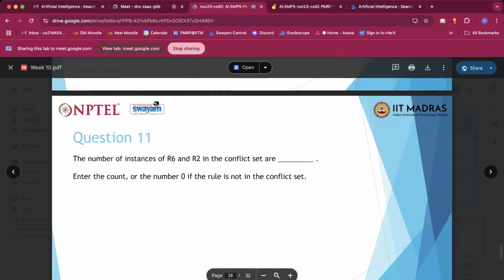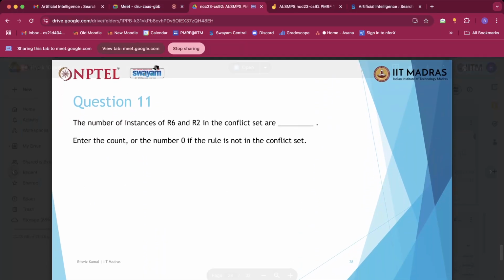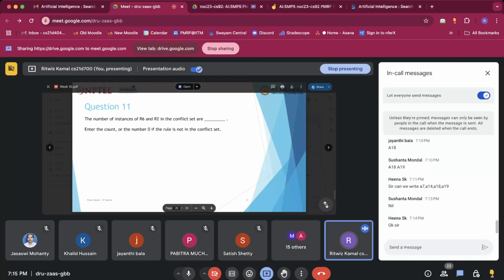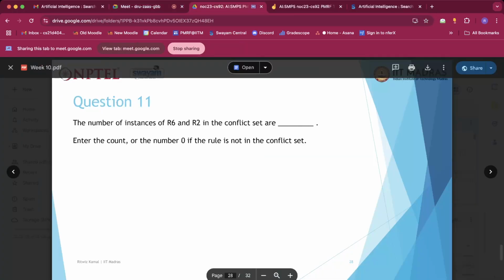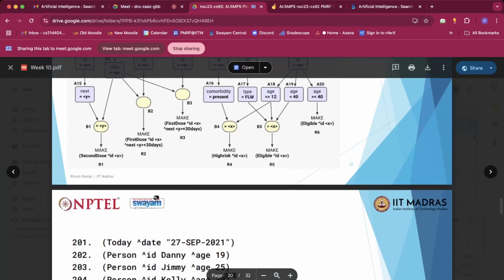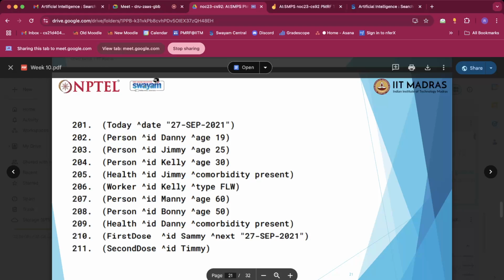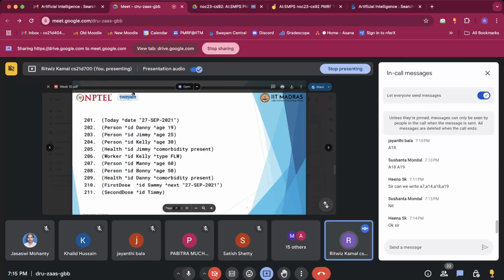Okay. So moving on to the 11th question. This tells us the number of instances of R6 and R2 in the conflict set, which of them? Like we made a conflict set in the previous example, here also we have to make a conflict set, but here you would have a lot more elements in the conflict set because the working memory has increased. So I'll leave the working memory image in front of you and let you try to form the conflict set, and then we can discuss the solution.